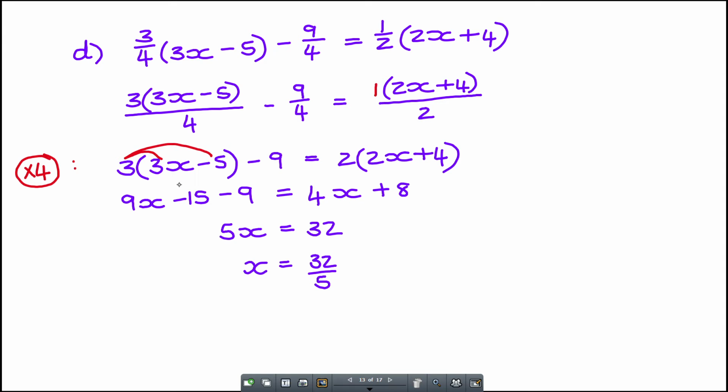So 3 times 3x gave me 9x. And 3 times minus 5 gave me minus 15. Then 2 times 2x gave me 4x. And 2 times 4 gave me 8. Okay, so now that I've gotten rid of all the brackets, now I want unknowns to the left, normal numbers to the right. People just open those windows, please.